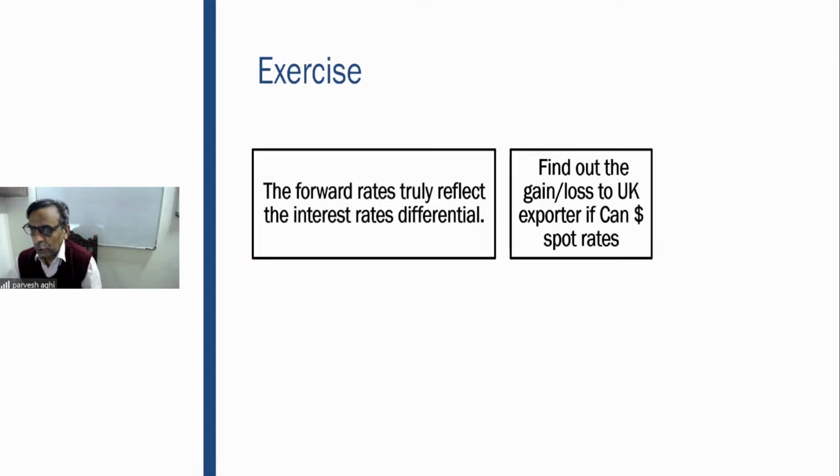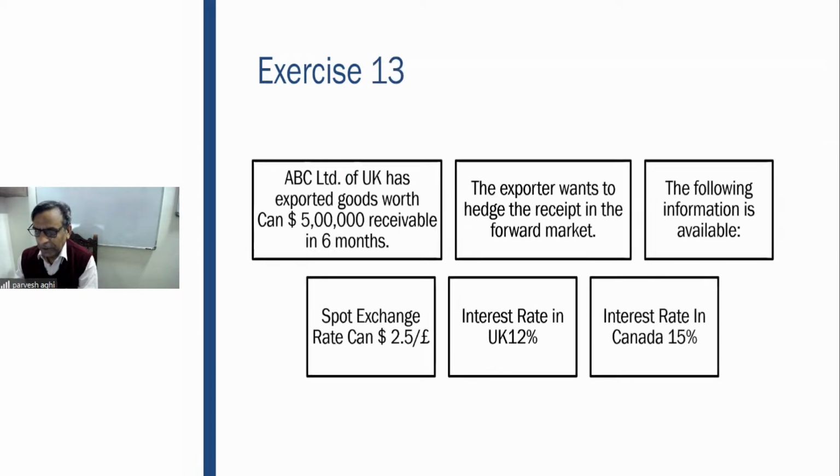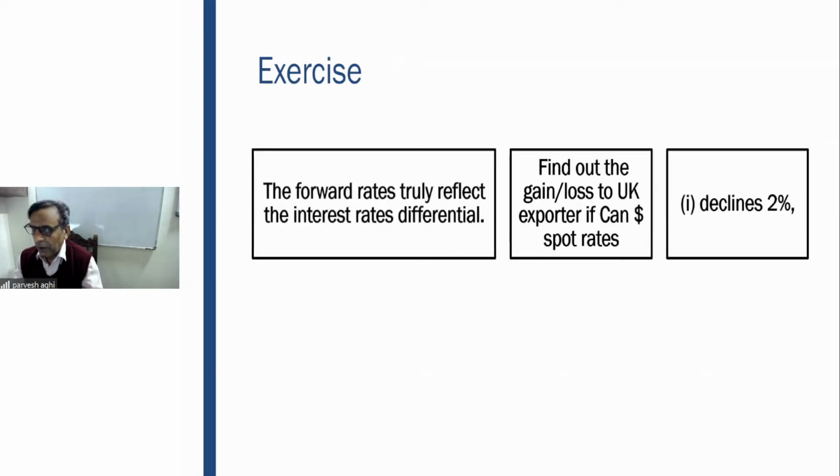Find out the gain or loss to UK exporter if Canadian dollar spot rates decline by 2%. Now, if the Canadian dollar declines by 2%, just look at the question. The interest rate in UK is 12% and in Canada 15%, which means on an annual basis, there will be a 3% depreciation of Canadian currency. Okay, but we're talking about 6 months, so that will be 1.5%. So if he takes a forward cover, which assumes 1.5% decline, whereas actually it has declined by 2%.